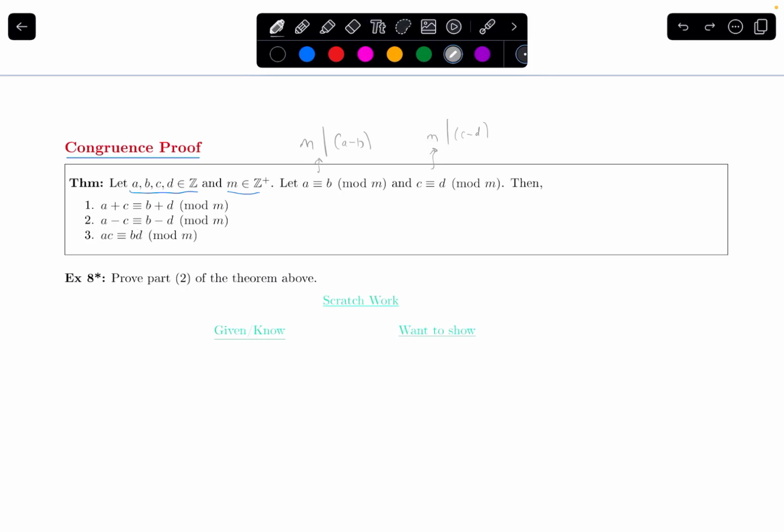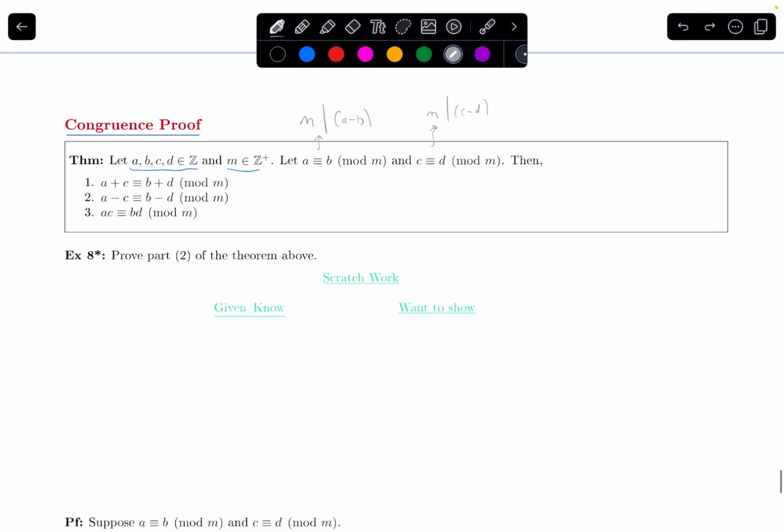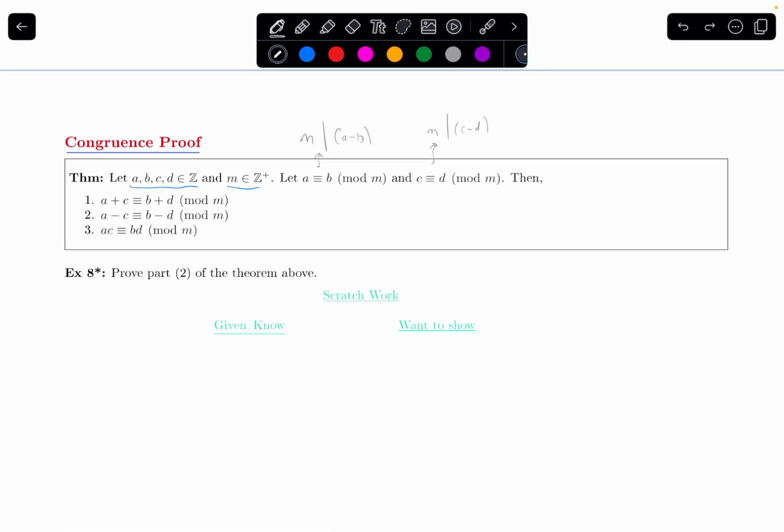We've seen this theorem before, and we showed how to apply it in an example. And now let's actually prove one of the parts of this. I want to prove the second part, but all the parts have very similar proofs. So let's start this off with some scratch work. Let's think about what I'm given, what I get to assume is true, what my assumptions are.